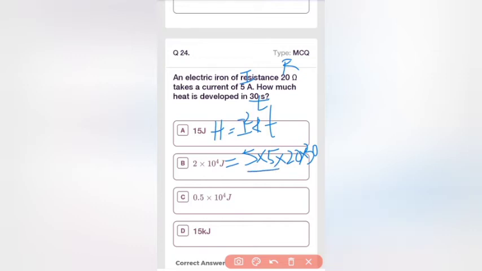So 25, twos are 50. So here 20, so 500. So 500 into 30, which is 15,000. So 15 kilojoule is the answer, the heat produced.